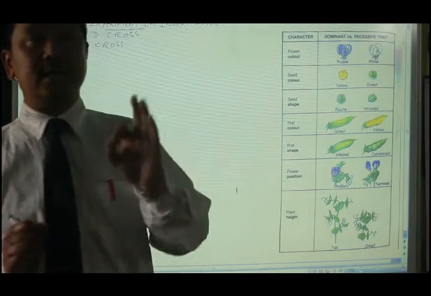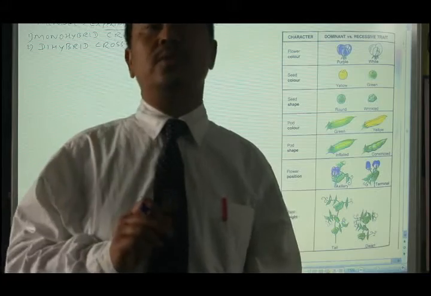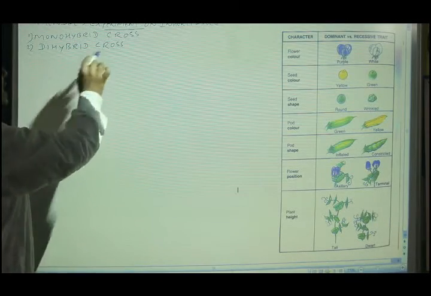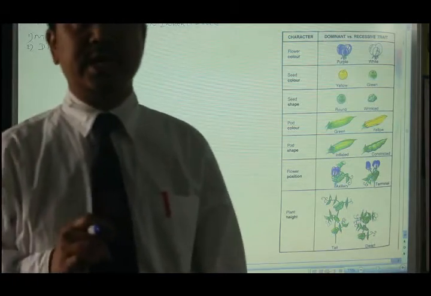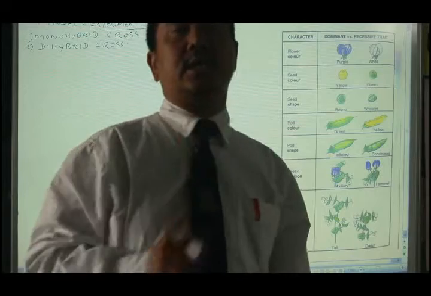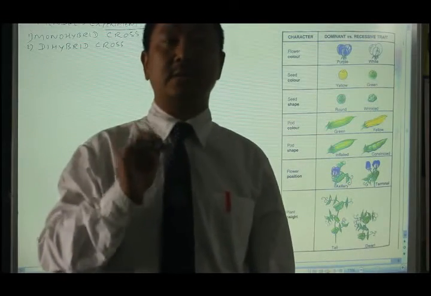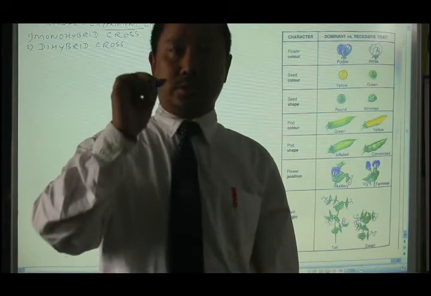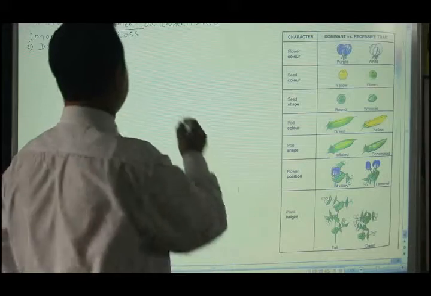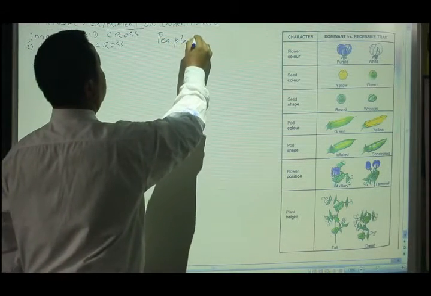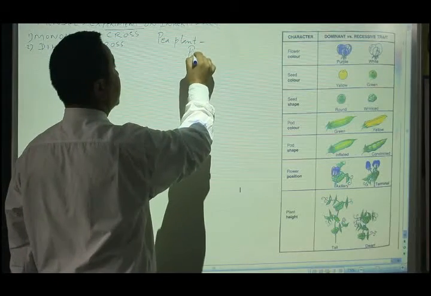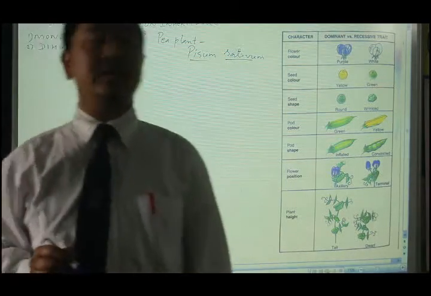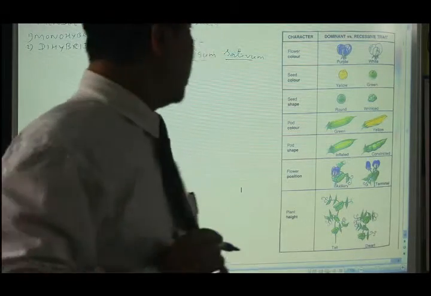Father of genetics. Gregor John Mendel is famous for his two crosses or two experiments: the monohybrid cross and the dihybrid cross. He did his experiments on a plant called the pea plant, which was grown in his own garden. Its botanical name is Pisum sativum. He did his experiment on this plant called Pisum sativum, or pea plant.